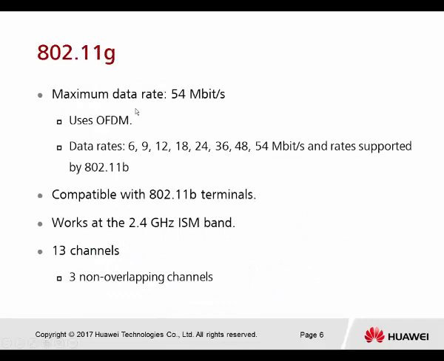For 802.11g, the maximum data rate can go up to 54 megabit per second. This one uses OFDM modulation. It is fully compatible with 802.11b devices. And this works at 2.4 GHz. There are a total of only 13 channels and 3 non-overlapping channels.